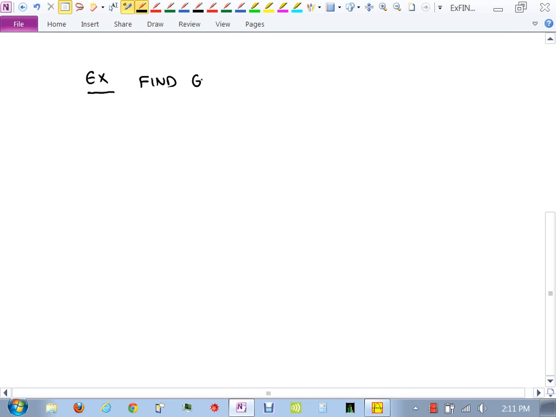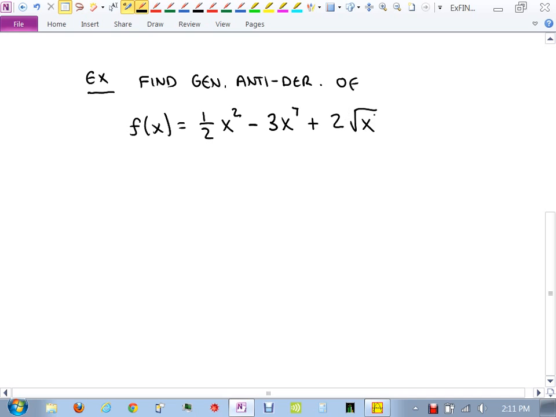Find the general antiderivative of little f of x equals 1/2 x squared minus 3x to the 7th plus 2 square root of x minus the cube root of x plus 1 over x squared.